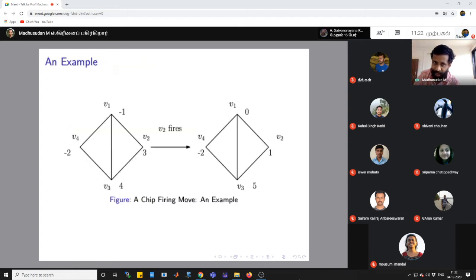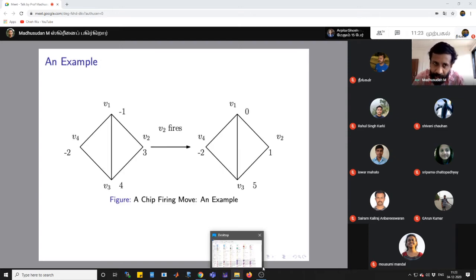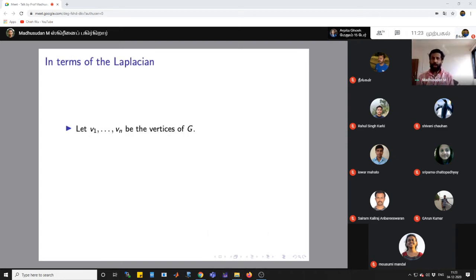Any questions so far with the chip firing game? So the idea is to repeat this and move from configuration to configuration. So if there are no questions, please interrupt me at any time if you have questions. Now we just reformulate this chip firing game.